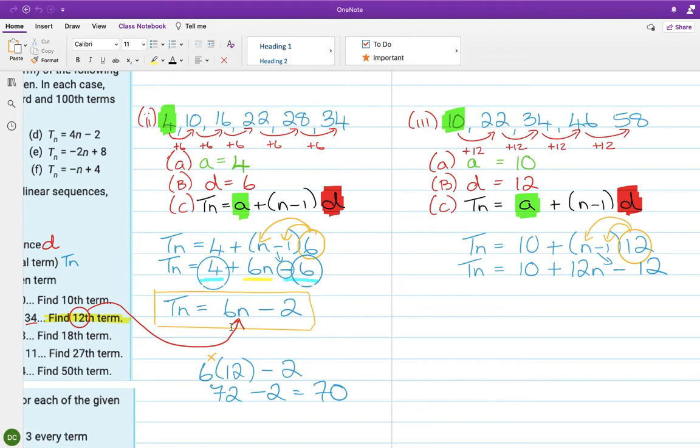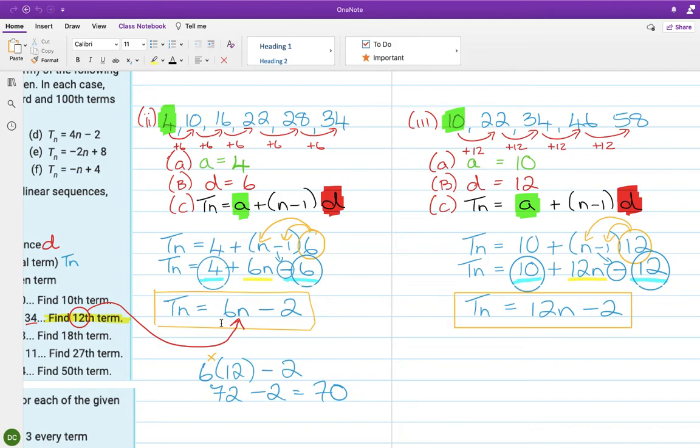The n is the only n in the equation, so it's on its own. But the numbers can be paired up because they're from the same family. So the 12n stays, and then into my calculator I type 10 minus 12. And 10 minus 12 is minus 2. So that is my general term.